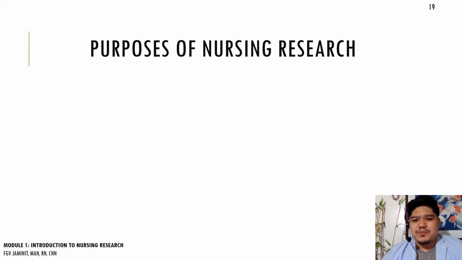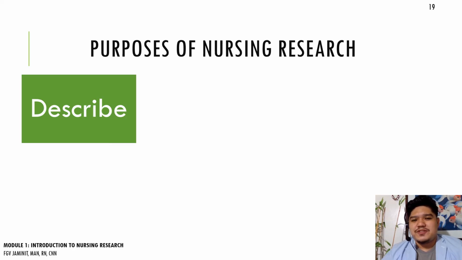So now let's go to the purposes of nursing research. There are many purposes of nursing research, and the first one is to describe. So research aims at describing a specific phenomenon that relates to the nursing profession. It may involve understanding the nature of the phenomena and sometimes the relationship among them. So basically just to describe, for you to be able to increase your knowledge about a specific or certain phenomenon.